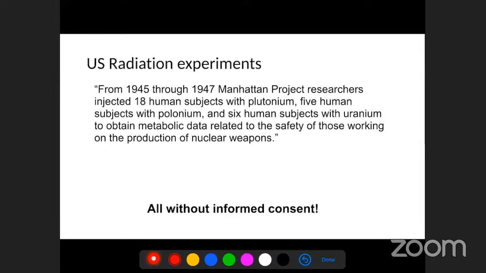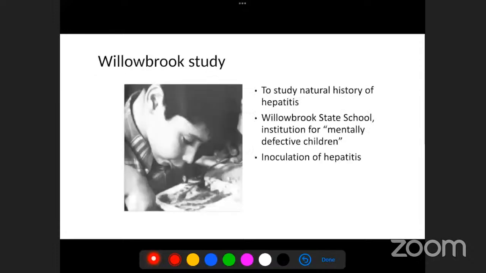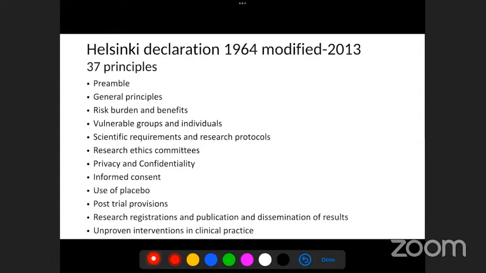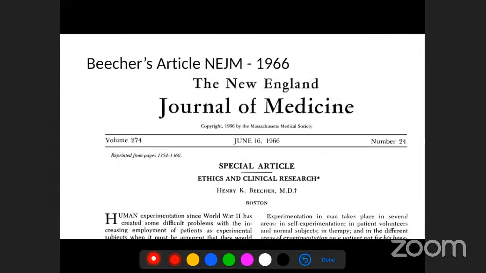They have done experiments on mentally challenged children by inoculating them with hepatitis, either in the food or by giving injections, and seeing how the hepatitis infection spread within that particular person, within the community, etc. All intentionally introduced infection. In 1964, the World Medical Association put out a document called the Helsinki Declaration, which talks about what ethical conditions should be followed when you are doing medical research. And it has been modified many times, and the latest modification is in 2013.